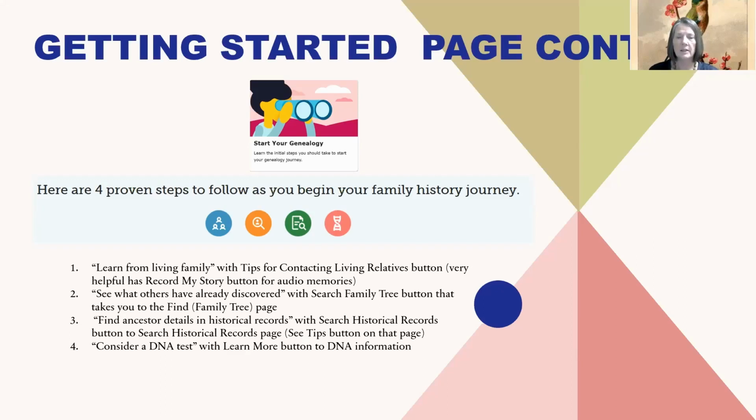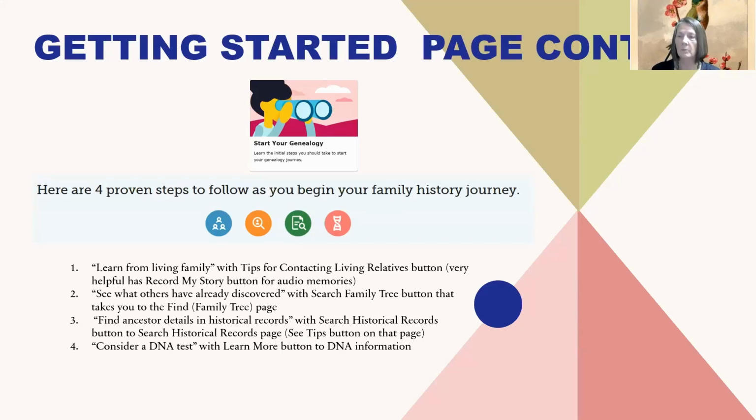See what others have already discovered. That takes you to find on the Family Tree. And then Find an Ancestor Details. That's got the Historical Records button to the Historical Records page. And that page, of course, has the tips button. So I recommend that. And Consider a DNA Test.